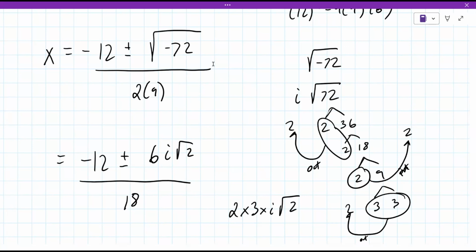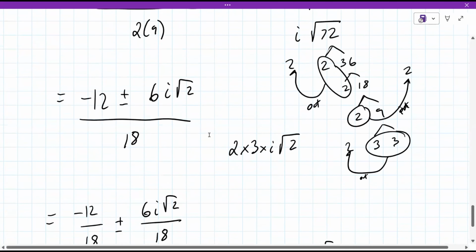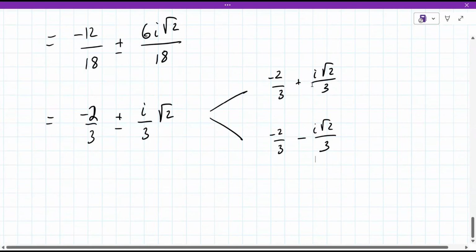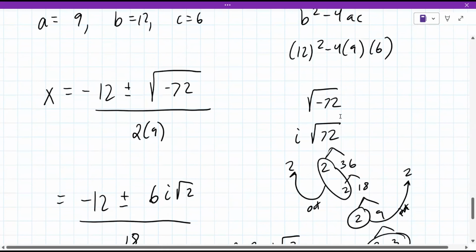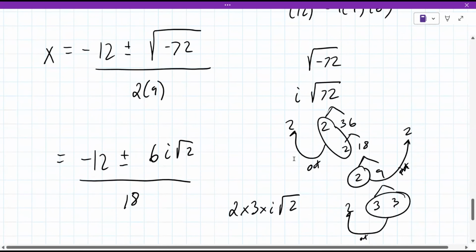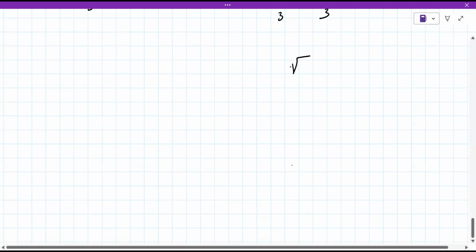Okay. So what I got, are you ready? Yep. All right, so what I got was -2/3 plus or minus i multiplied by the square root of 18 over 9. Okay, so we got an issue with reducing the square root of 72. So let's just take a look at that together.